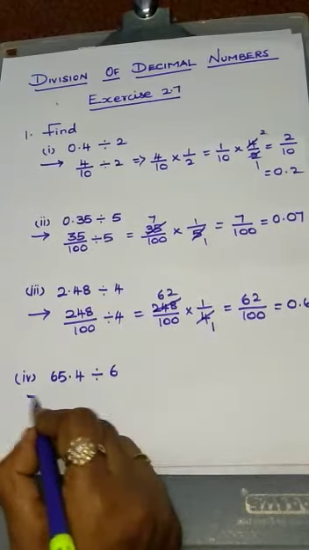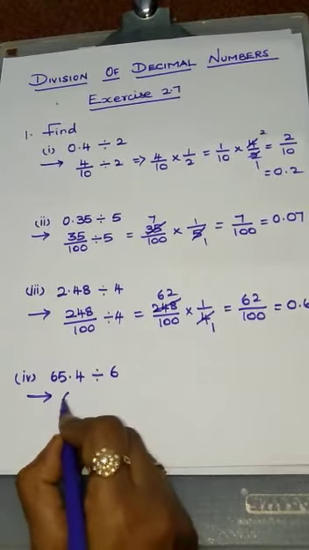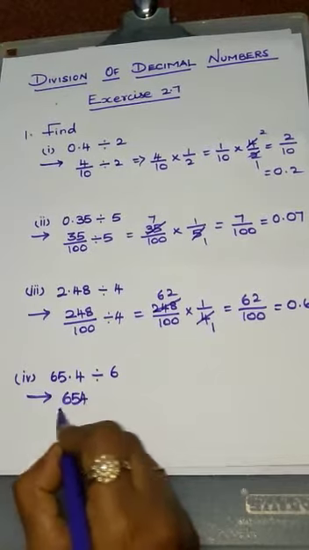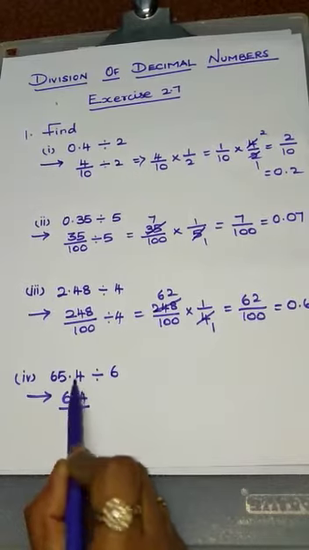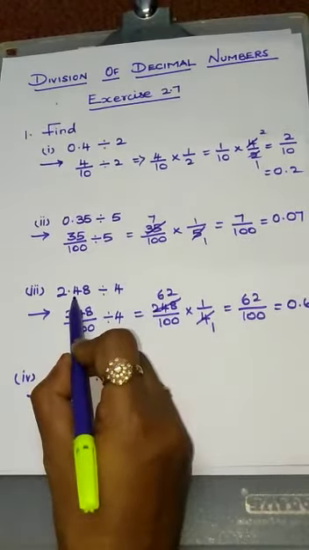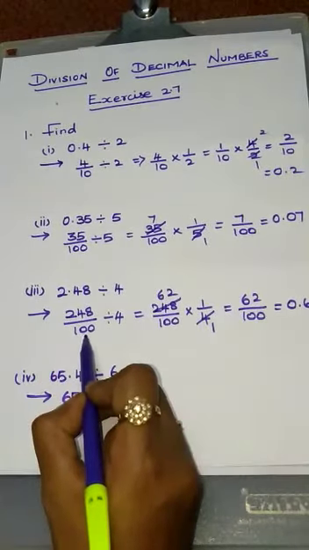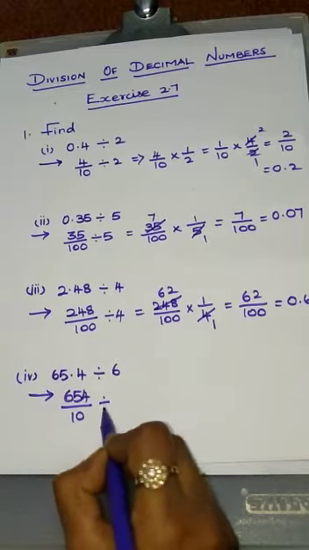Next problem, 65.4 divided by 6. How can we write? 654 by 10. Because after the decimal point we have only one value. So we have to, using the number 10 only, we have to divide. Here if two place values are there, then using the number 100. Okay. 654 by 10 divided by 6.